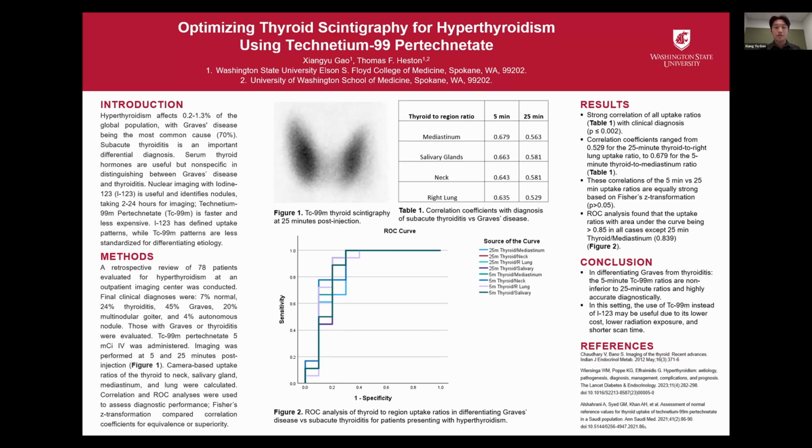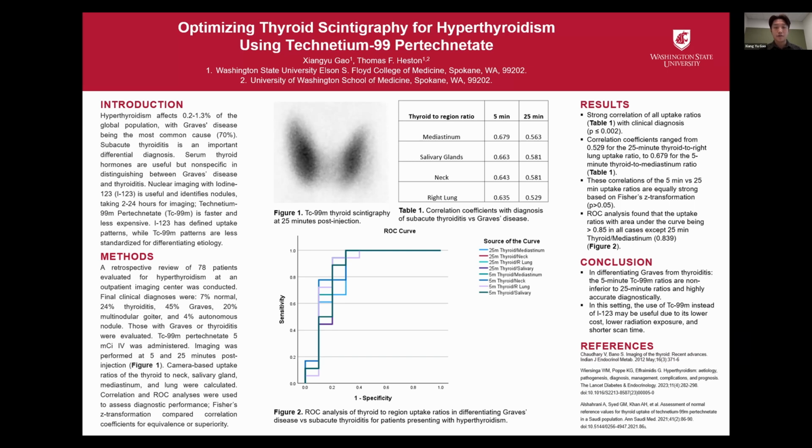So with that, we did a retrospective review of 78 patients that were evaluated for hyperthyroidism at an outpatient imaging center. The diagnoses of the patients were: 45% of them had Graves', 24% had thyroiditis, and the rest were multinodular goiter, autonomous nodule, and normal. Only the patients with Graves' disease or thyroiditis were included in this study, which comprised a total of 37 patients.